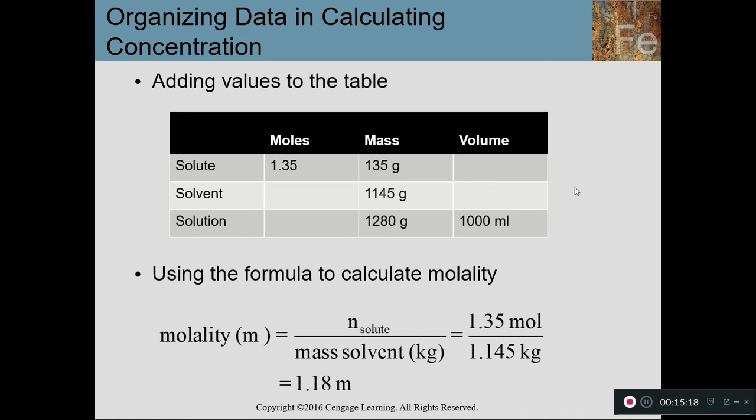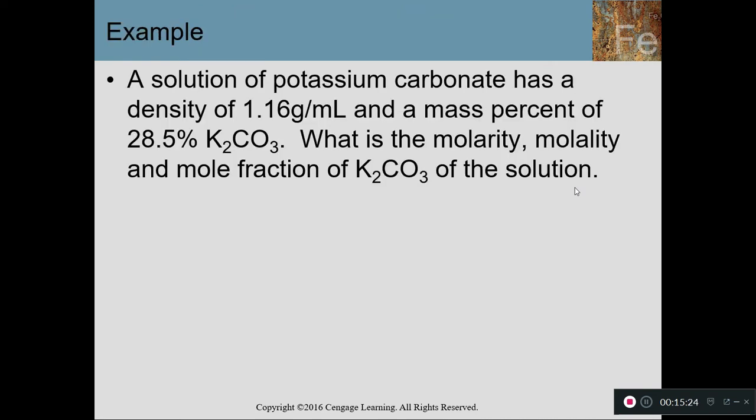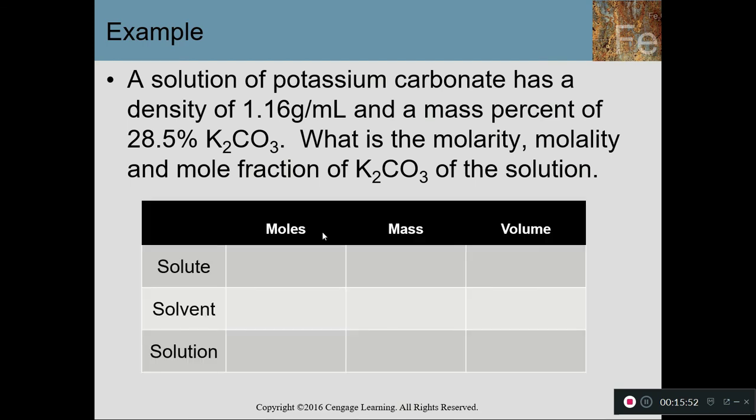Okay, let's look at one last situation where we're going to go through and check out all the possible ramifications. This is a typical question that you might get, where you're going to be asked to go between all of them. So I have a mass percent of 28.5% potassium carbonate, and the solution's density is 1.16 grams per mL. I want to calculate the molarity, the molality, and the mole fraction given the percent. Calculate everything given the percent. So let's do them one at a time. Let's start by filling in the table. We have 28.5% potassium carbonate.